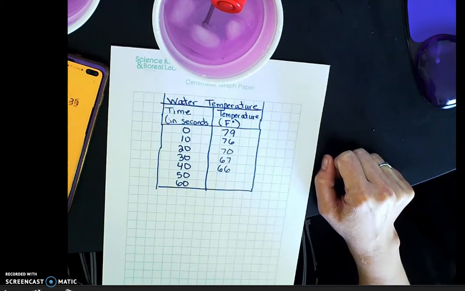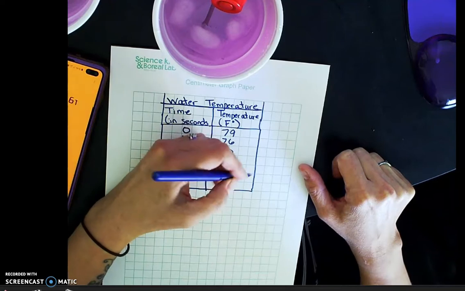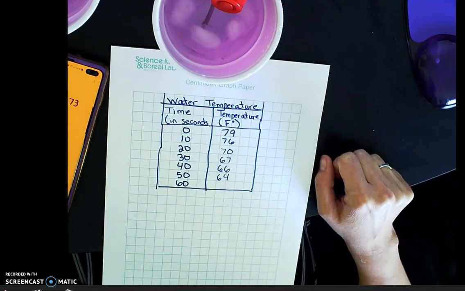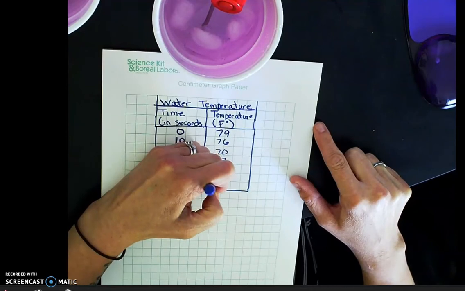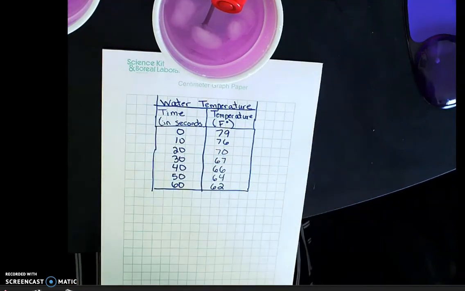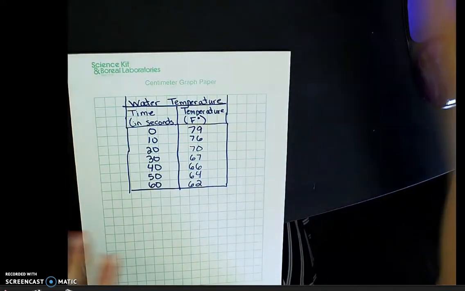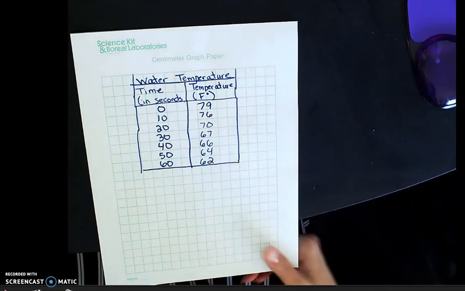At 50, I am at 64. And at 1 minute, stop, I'm at 62. So now I've created some data. Now I'm going to graph this on a chart so I can kind of analyze what happened for my science experiment.